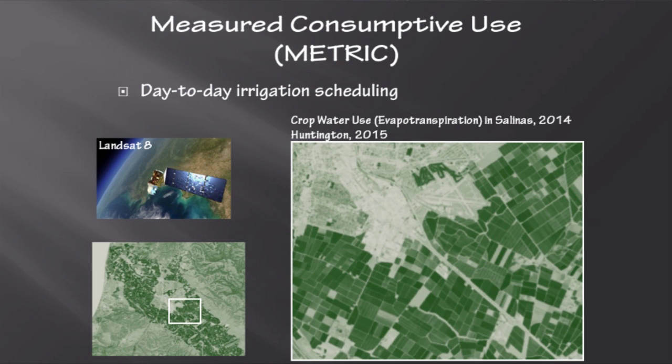This is a shout out to Justin's work. METRIC, measuring consumptive use on a near real-time basis, is just a huge technological step forward in terms of improving the agricultural sector. Justin's group is developing tools that can quickly provide information about consumptive use. And the reason this is so important is, historically in California, they use crop coefficients, and it gives pretty good estimates about crop consumptive use.